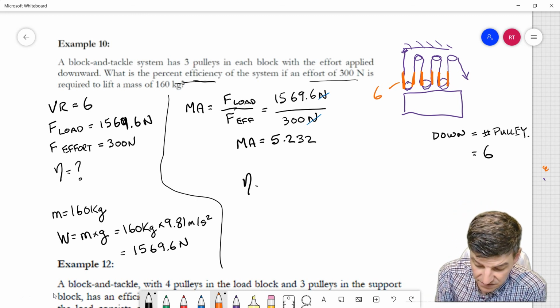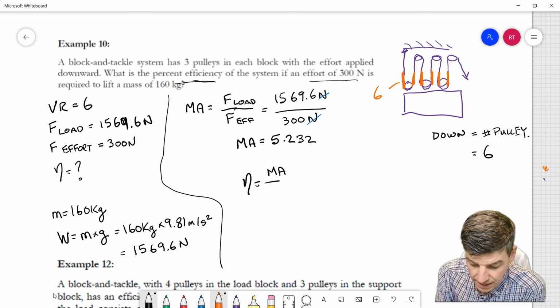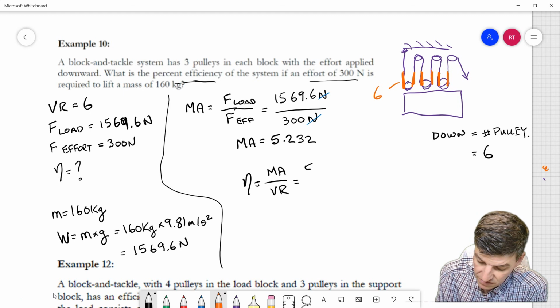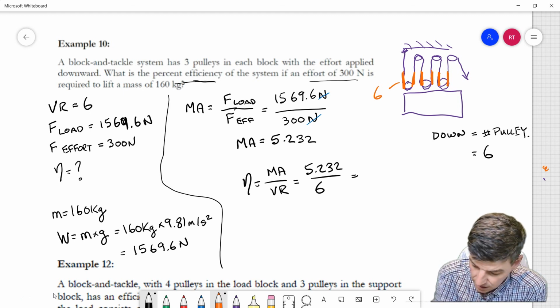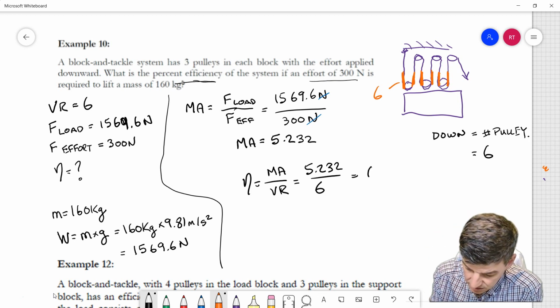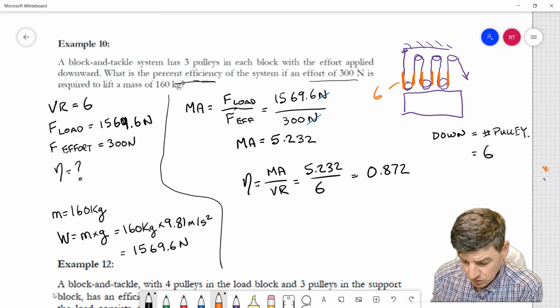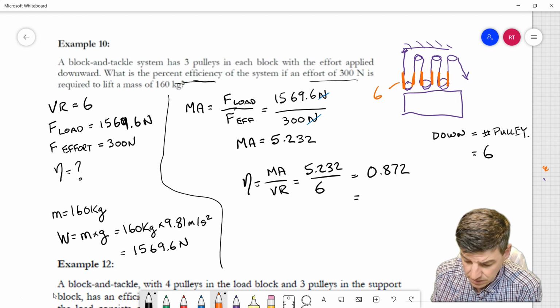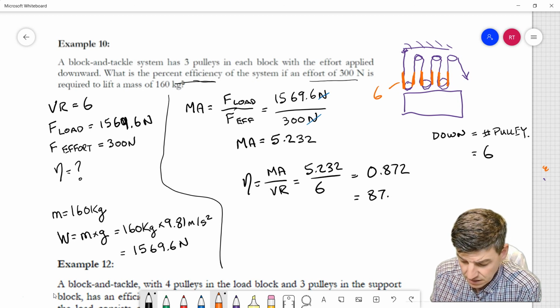Okay, my efficiency is a measure of the MA compared to VR. And my MA 5.232 divided by 6 gives me 0.872. That's always as a decimal. If I multiply that by 100, I could get it as a percentage, 87.2%.